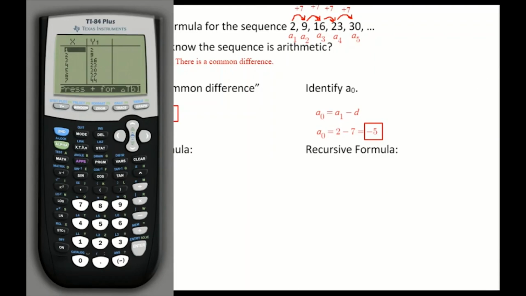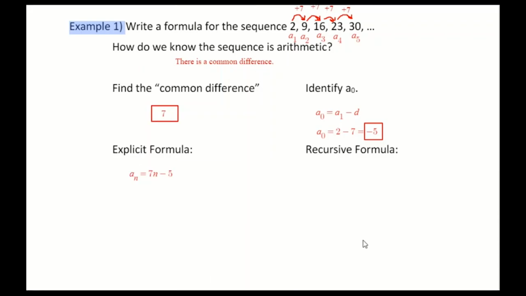So now let's think about how to write it recursively. A recursive formula starts with a seed value and then plugs in every previous term to find the new term. So let's first say what the seed value is. We already figured out it was negative 5, so we have to include that. It is required that you identify the seed value for the recursive formula, because otherwise, like I explained before, you're not going to know what it is.